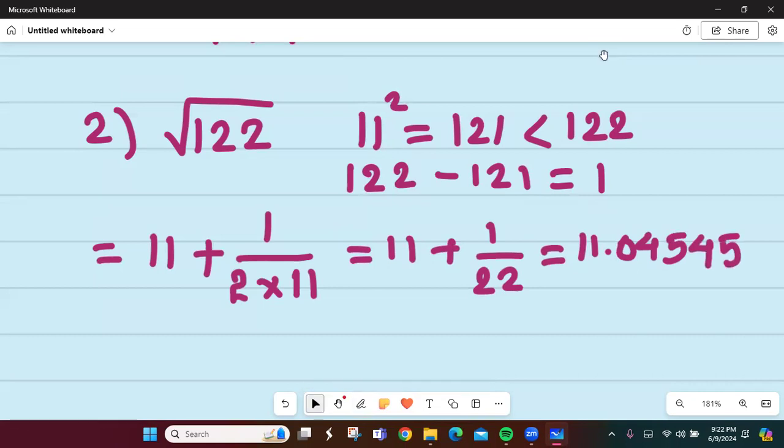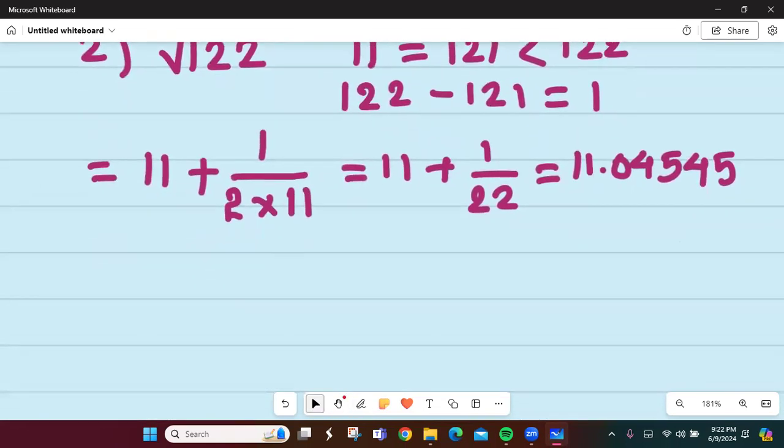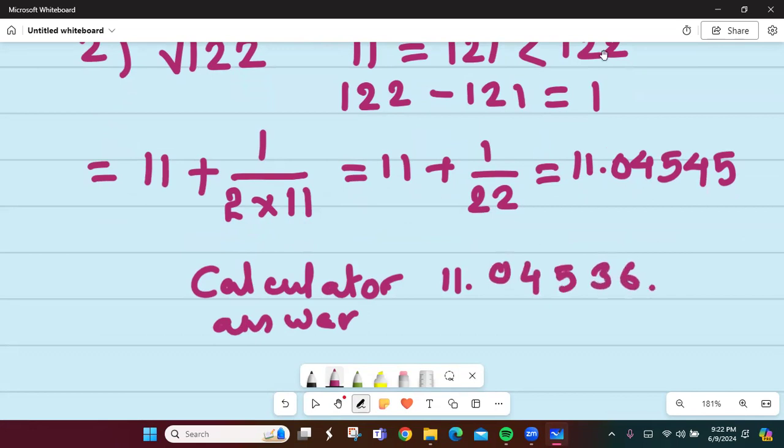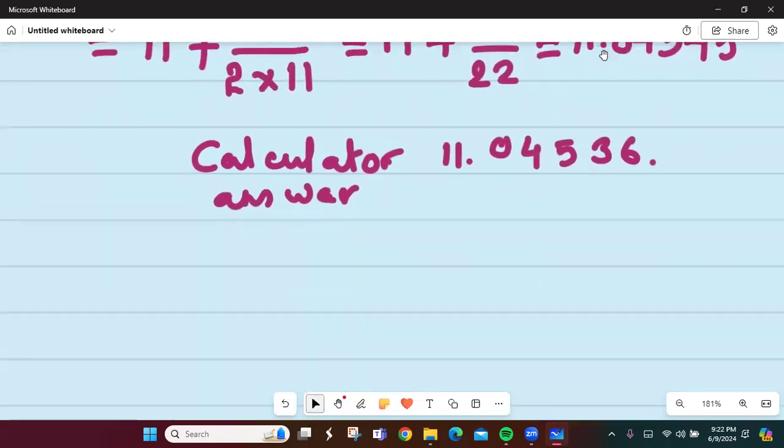See that in this case, if you use the calculator, the answer will be 11.04536, which is very, very close to the answer that you have got by this method. Let us see one more problem here.